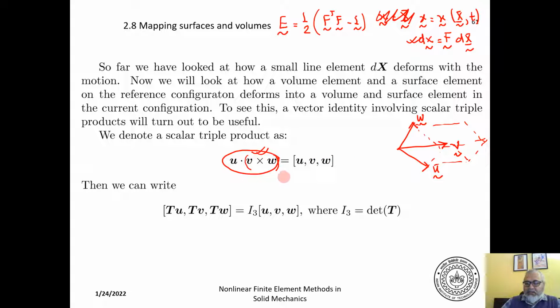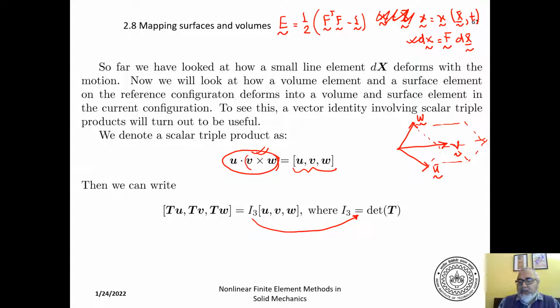Another result that we need to look at is this: if we know the triple product of, say, u, v, w, the triple product of tu, tv, tw, where t is an arbitrary second order tensor, is given by I3 times the triple product of u, v, w, where I3 is the determinant of t. So if you multiply all these vectors by a second order tensor to get other vectors, the volume enclosed by those three vectors is the determinant of t times the volume enclosed by u, v, and w. That's the result. This result can be proved. I have a proof in the next slide, but I'm not going to explain it. It's self-explanatory. Please go through it.